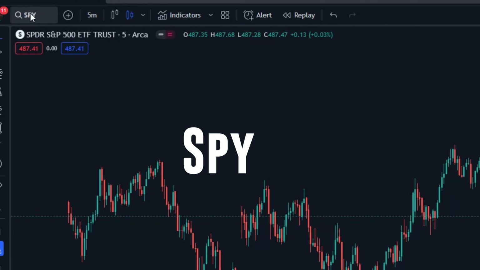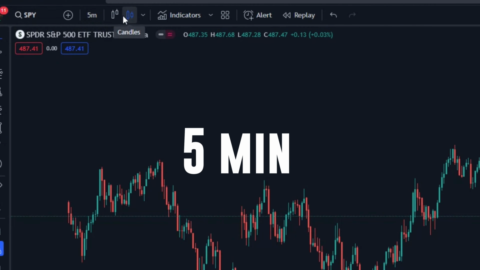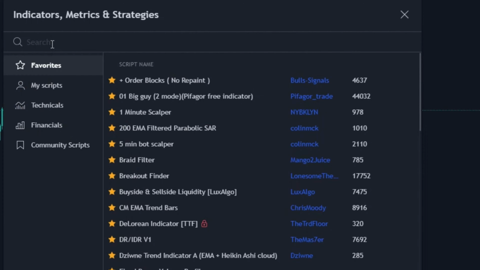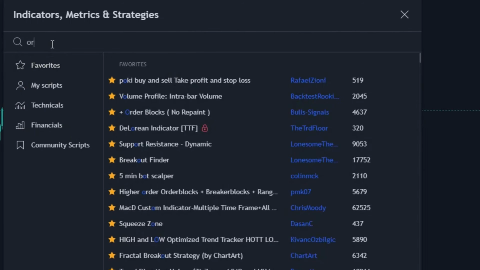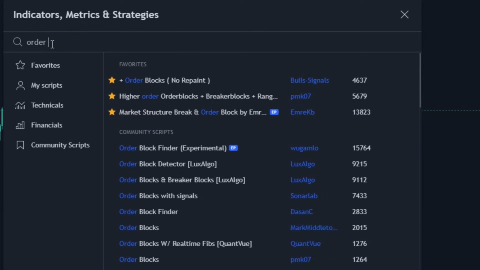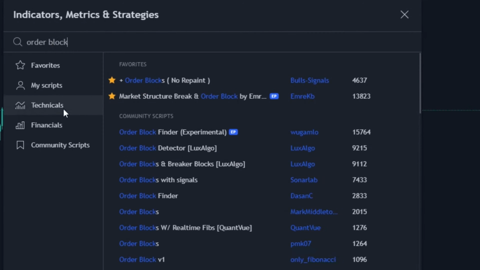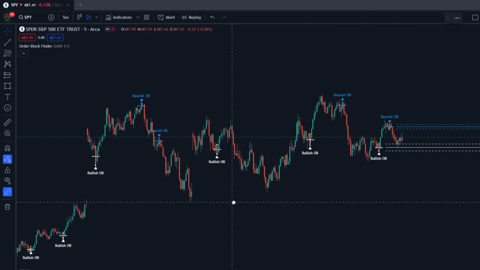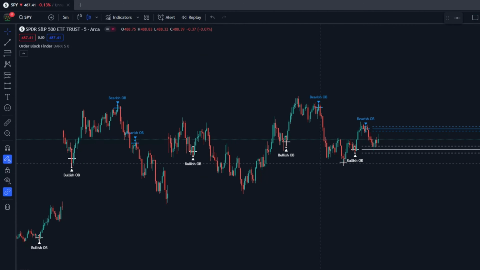So we are on the ticker SPY, 5-minute time frame, regular candlesticks, and we're going to click the indicator icon and type in order block, and we're going to be looking for the Order Block Finder Experimental Editor's Pick. Now, once the indicator shows up, we're going to change a couple of settings so we can identify these areas of where the order block sits a lot better.